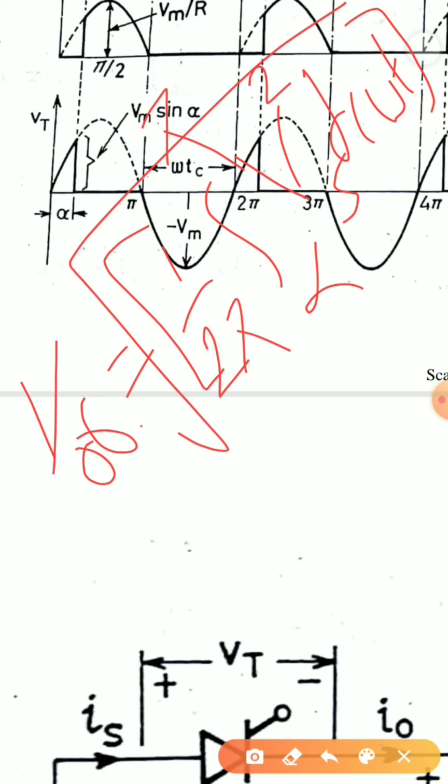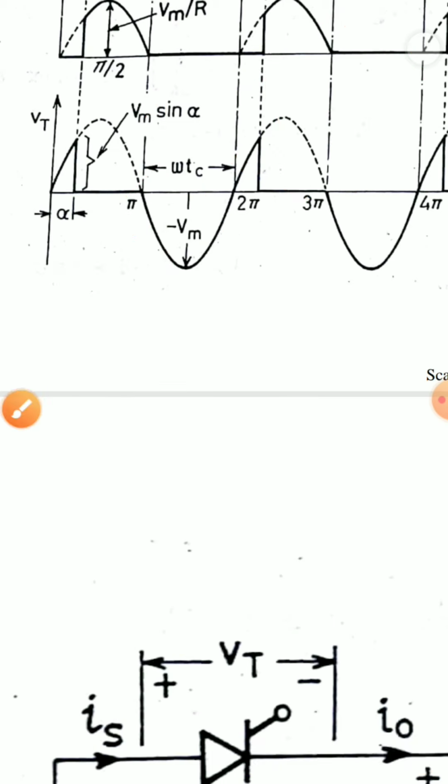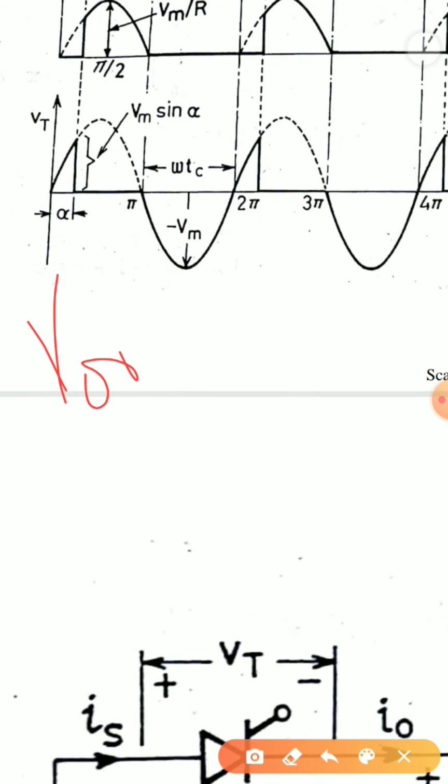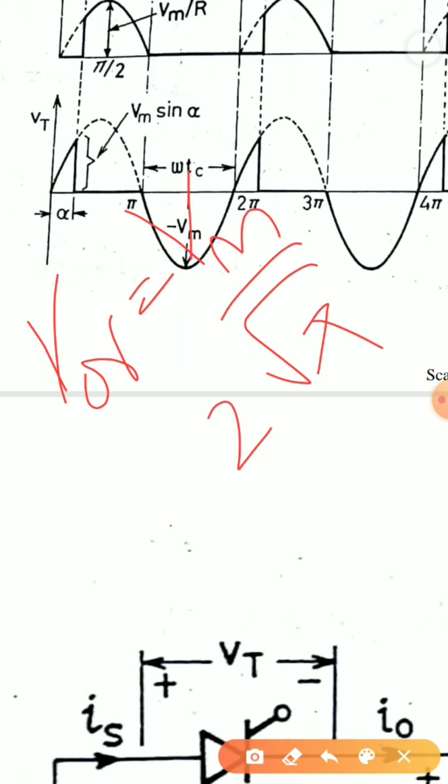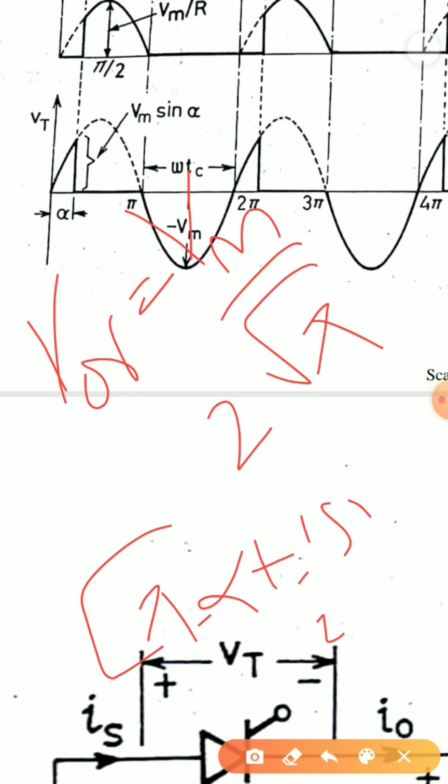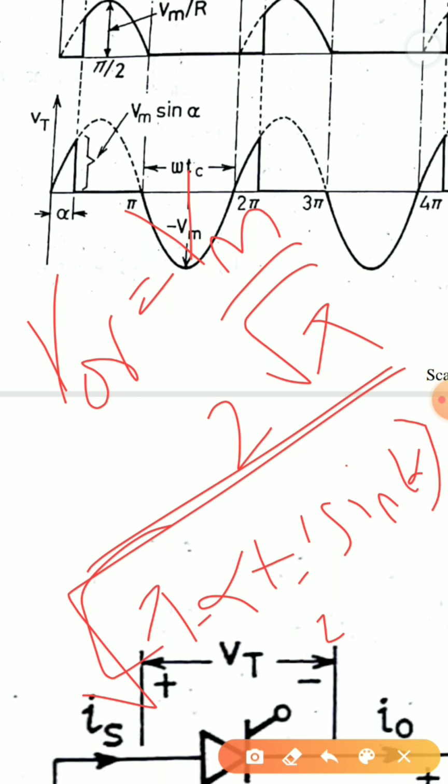Square root of the whole thing, if I take it, I will get my RMS value. So the RMS value, after integrating and solving, comes out to be Vm by 2 under root of (pi minus alpha) plus 1 by 2 sine 2 alpha, all under root. So this is the RMS output voltage value that I am getting.